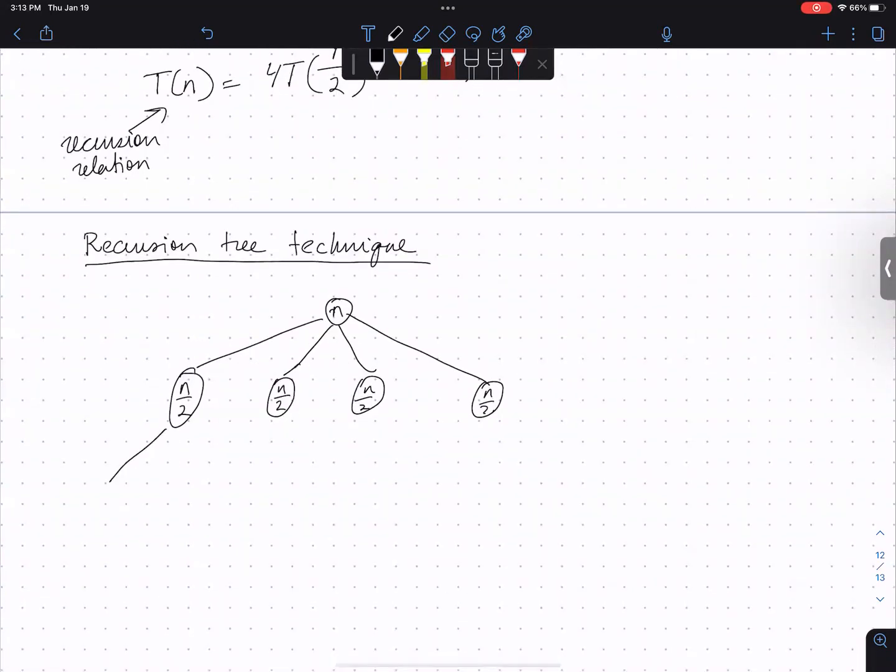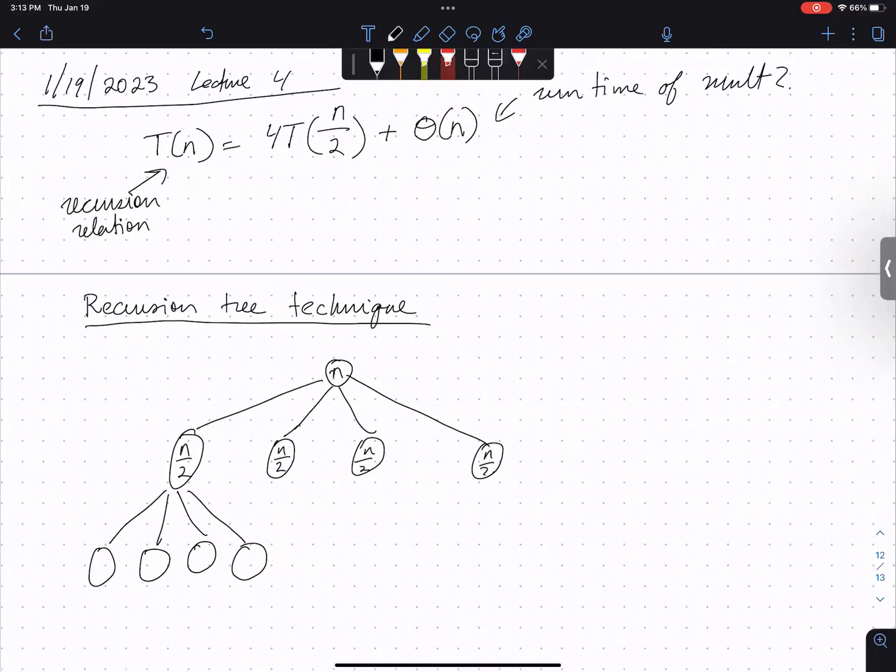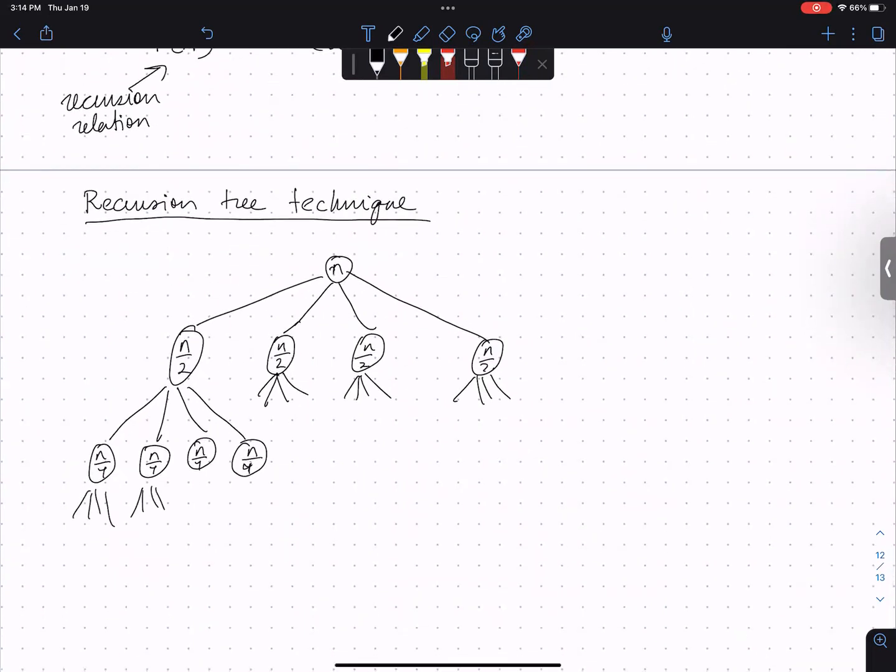Now, each one of those generates its own recursive calls. Now the n over 2, when it invokes its recursion, it halves the input size, so the next input size down is n over 4. Same thing for here. For here, though, I won't write it out. And this continues going down until we hit some kind of base case. It usually doesn't matter. We can assume it's a problem of size 1.